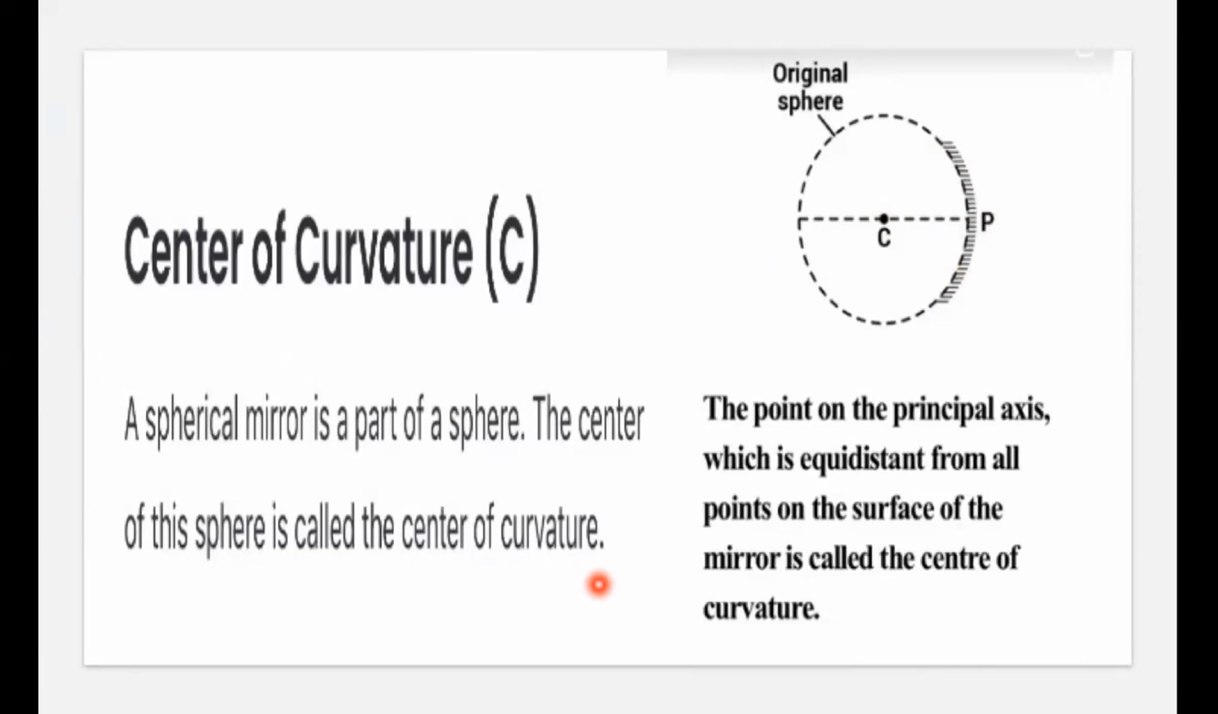Now, what is happening is definitely this part is having some center, on the sphere, of which this particular concave mirror is a part. So this mirror is always going to be a part of the sphere, and the center of that particular imaginary sphere would be called the center of curvature of the sphere.